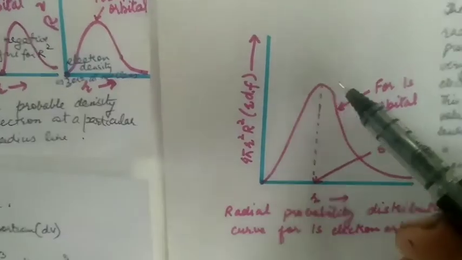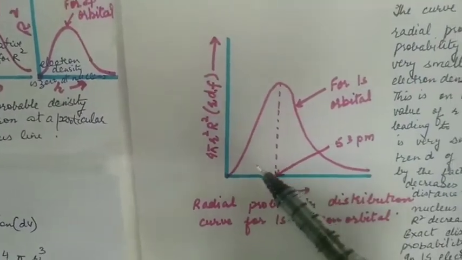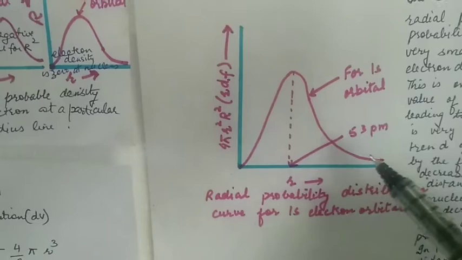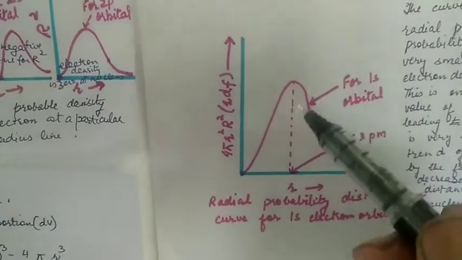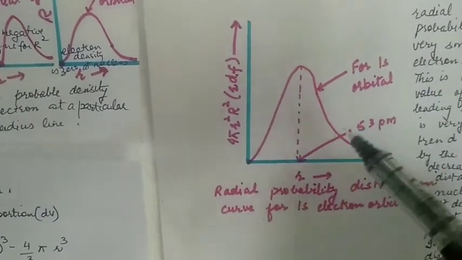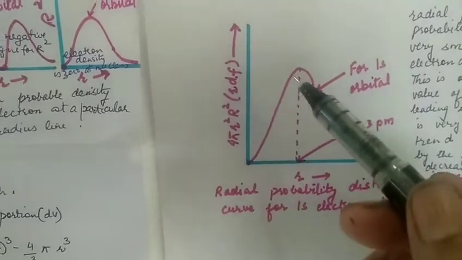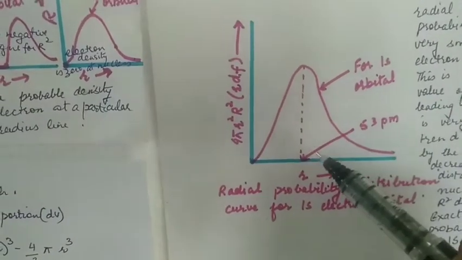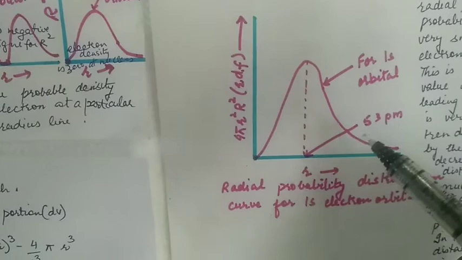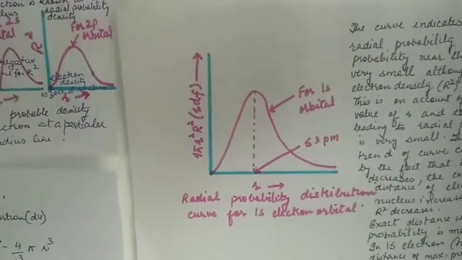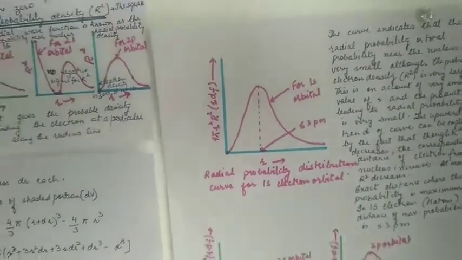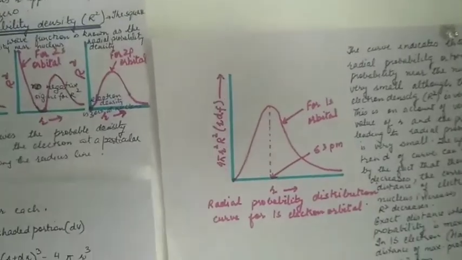You get a graph in which you get a curve, and the maxima represents the distance where the probability of finding the electron is maximum. This is called distance of maximum probability and is 53 picometer for 1s electron in case of hydrogen atom.